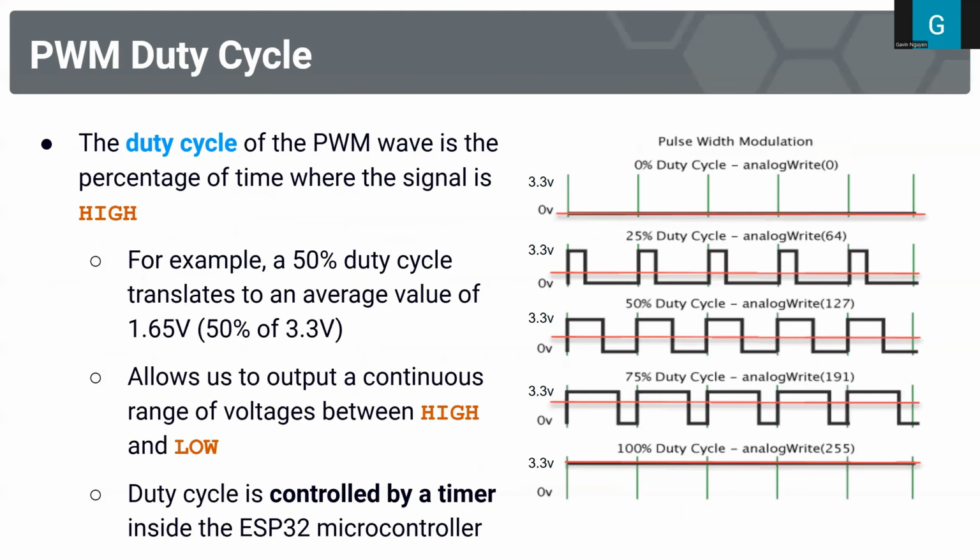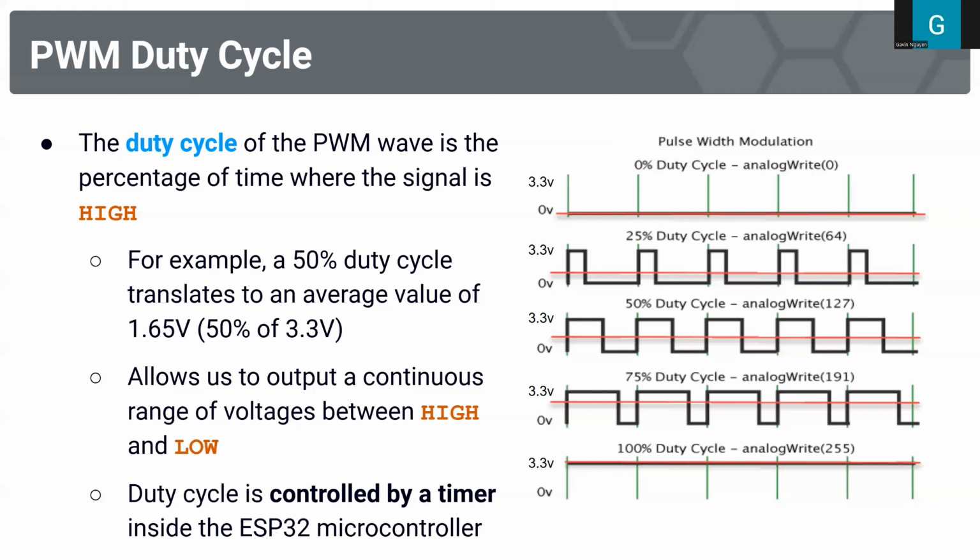So the duty cycle of the PWM wave is the percentage of time where the signal is high. So for example, like I said, a 50% duty cycle is going to translate to an average value of 1.65 volts, which is 50% of 3.3 volts. And this is going to allow us to output a continuous range of voltages between high and low. And that duty cycle is going to be controlled by a timer, and that timer is actually inside the ESP32 microcontroller. So on the diagram on the right, you can see we can actually use values between 0 and 255.